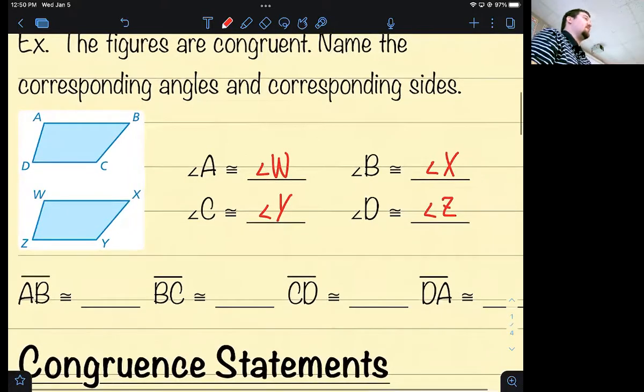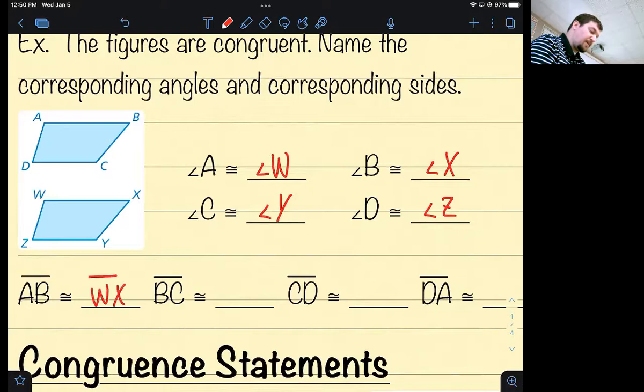Now let's do the same thing for the segments. Oh, and what segment does segment AB on the top trapezoid correspond to? WX. Now, it's actually really important. I'll talk about this more in a second, but it's really important that we label it in the same order. So the fact that they said AB means we have to go WX and not XW. The order is important. So A to B means W to X. We have to list it that same way.